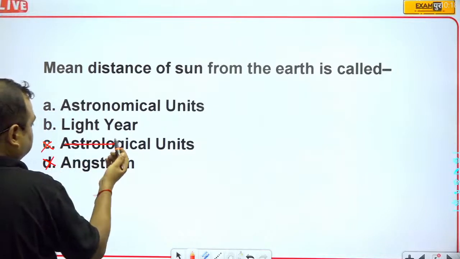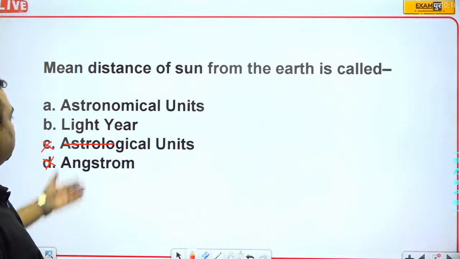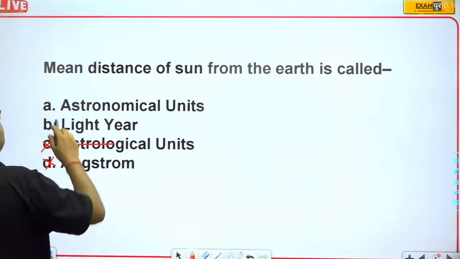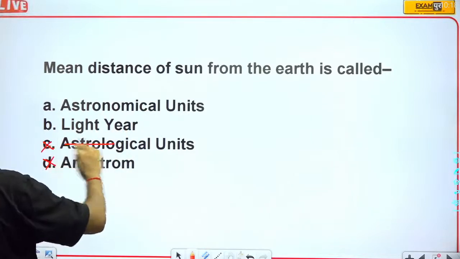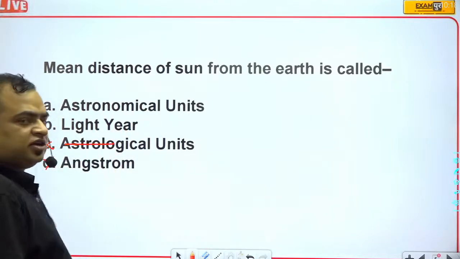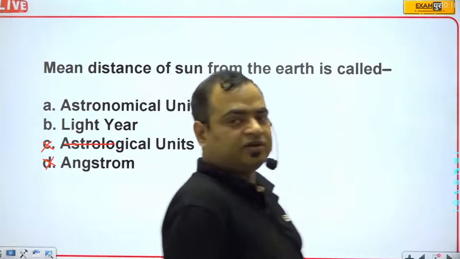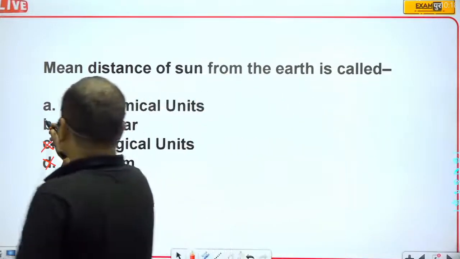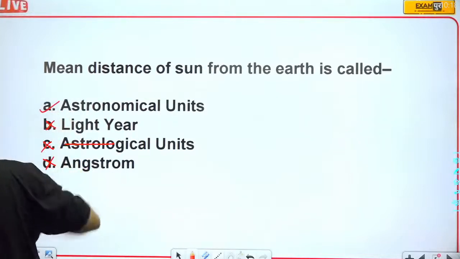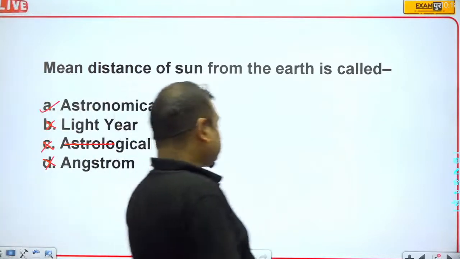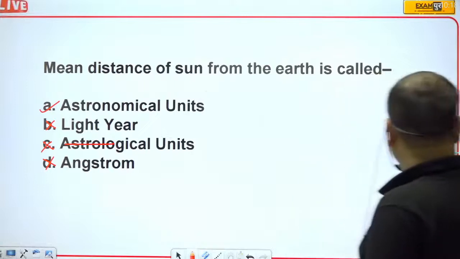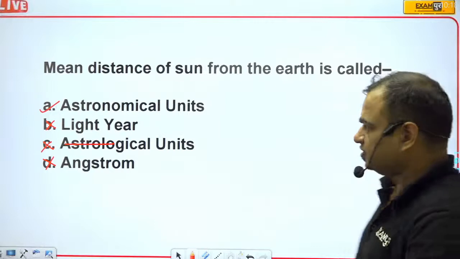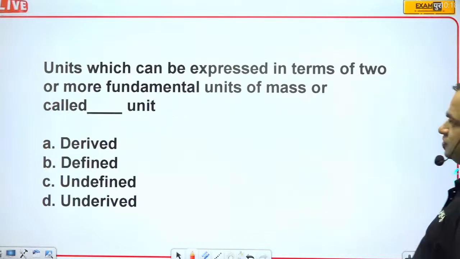Okay, this doesn't mean astrology. Here, in science, it means to measure the distance actually. Astronomical units, light year. Light year is the distance traveled by light in 1 year. So this one is also not the correct answer, but this one is the correct answer: astronomical units. The mean distance of the sun and the earth is measured in terms of astronomical units.